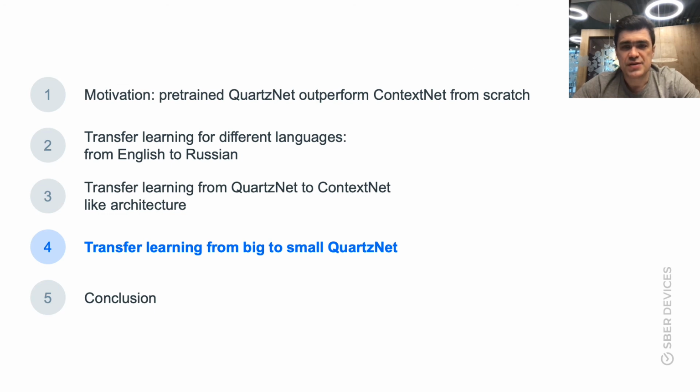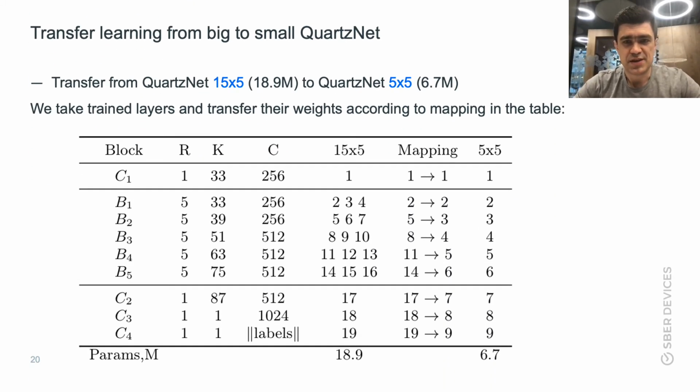The final topic is transfer learning from big to small QuartzNet. We train a small QuartzNet 5x5 to use it embedded on the device. In order to do it, we take pre-trained weights from big QuartzNet 15x5 and transfer them to QuartzNet 5x5 layers of the same size. The structure of two networks is shown on the slide. QuartzNet 15x5 has 19 layers and the 5x5 only 9. We map first layer of QuartzNet 15x5 to first layer 5x5, second to second one, fifth to third, and so on.